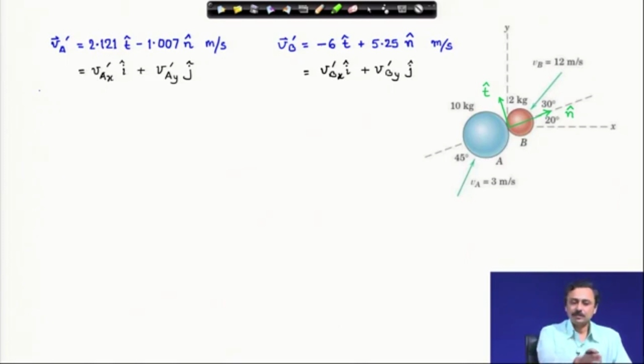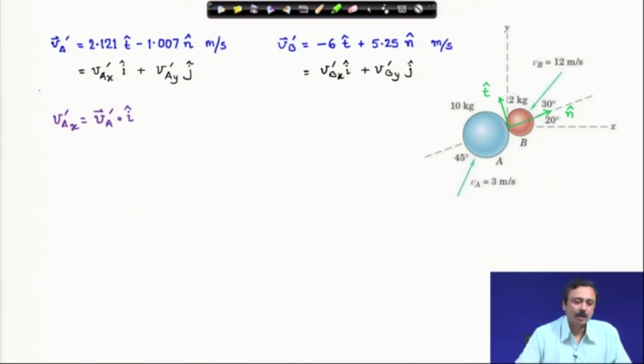In the tangent normal, I have represented it, I have solved it, but now I have to go to a representation in x y. Therefore, I write V A x prime and V A y prime as components in the I cap and j cap directions. Similarly, V B x prime and V B y prime in the I and j cap directions for particle B.